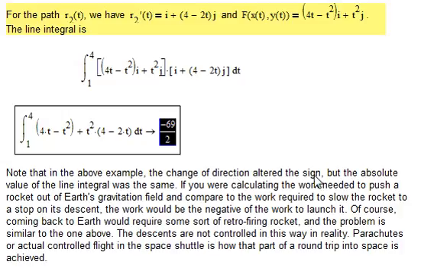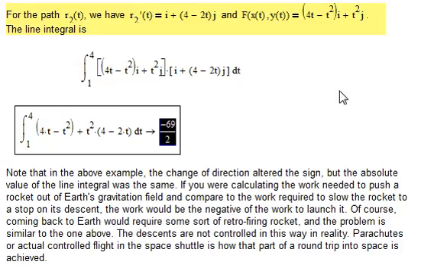Okay, the change in direction all it did was alter the sign, but the absolute value of the line integral was the same. And think about it, if we were calculating the work needed to push a rocket out of Earth's gravitational field and compare that to the work required to slow the rocket down to stop its descent, the work would be the negative of the work it is to launch it.